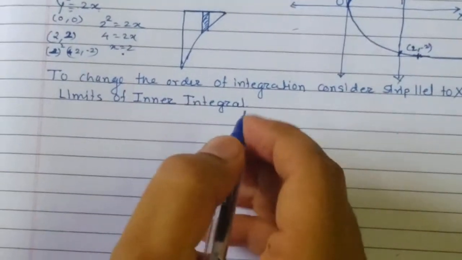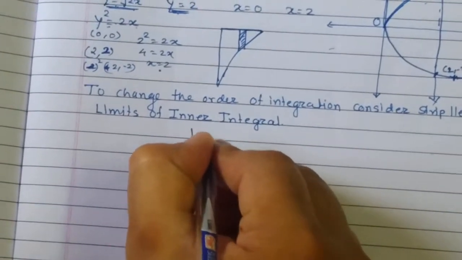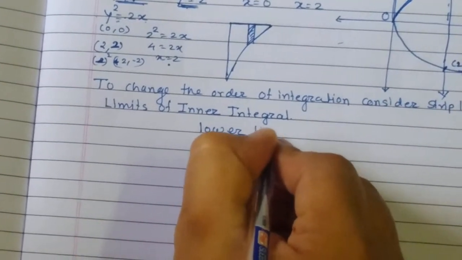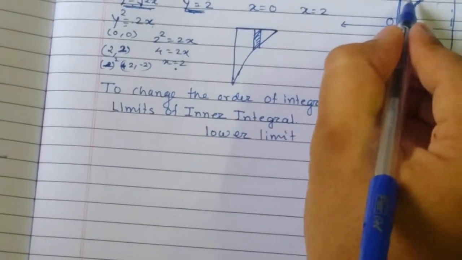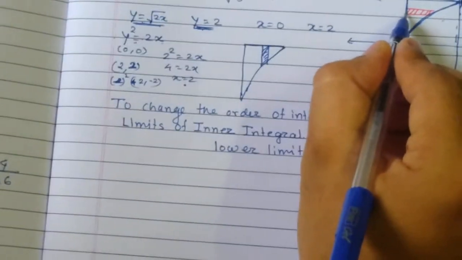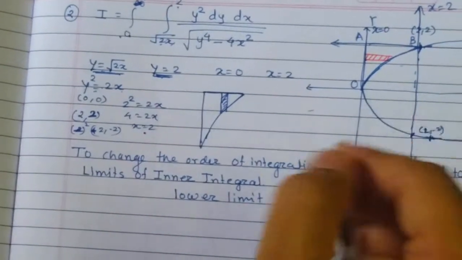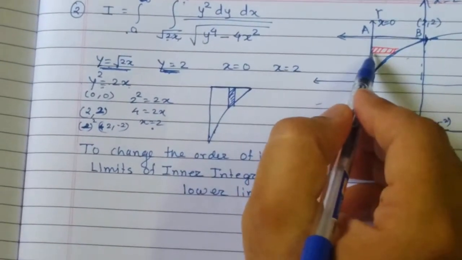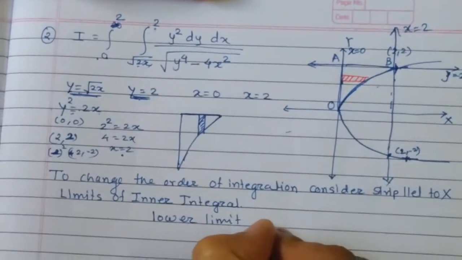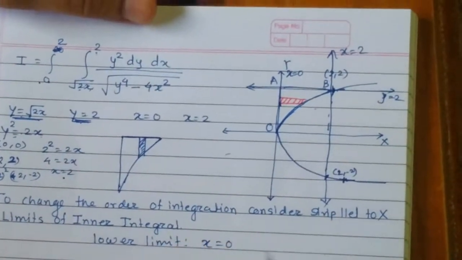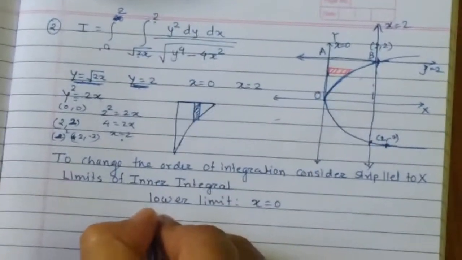Okay, now in limits of the inner integral there is one lower limit. So when the strip is horizontal, the lower limit is nothing but the left end of the strip. Ask a question to the left end of the strip, where do you lie? It will say I am lying on the line x is equal to 0. So this is your lower limit.